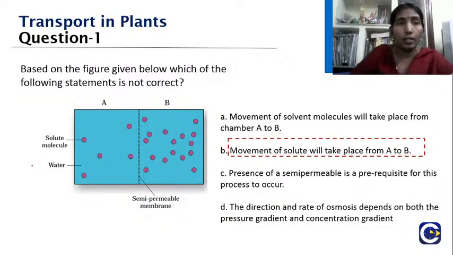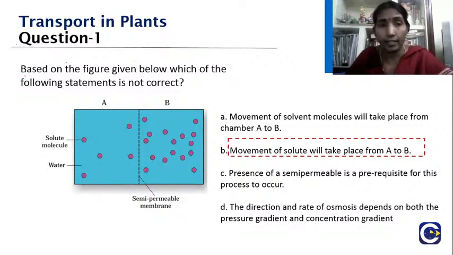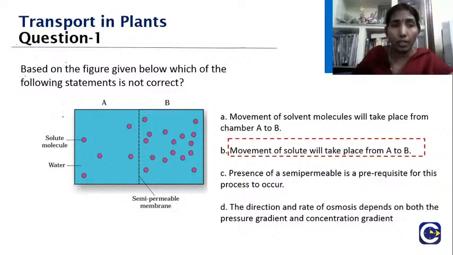Here they have given, based on the figure given below, which of the following statements is not correct? They have given a picture. These are the solute molecules. The blue one is the solvent, the water. This is a semi-permeable membrane. There is A and B, a partition made by a semi-permeable membrane. So what are the options they have given? They are asking for something which is not correct.